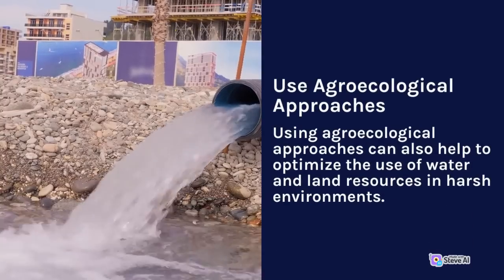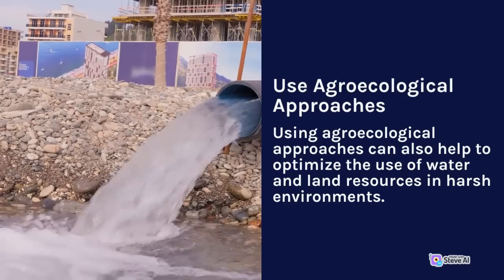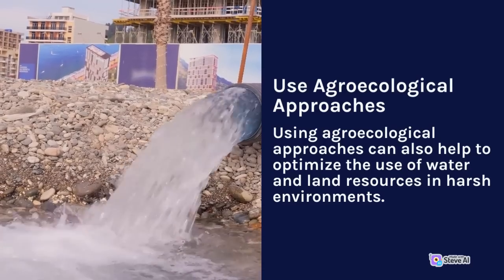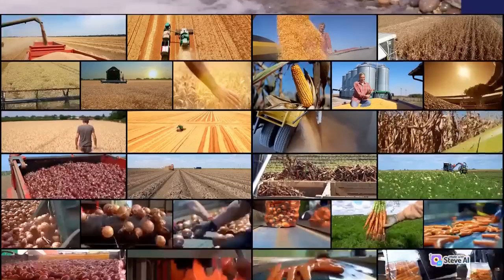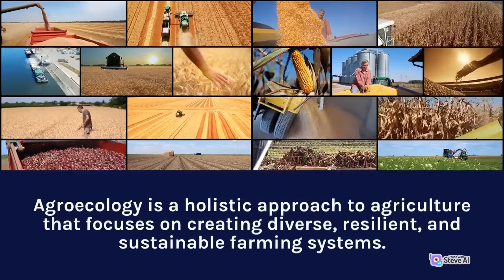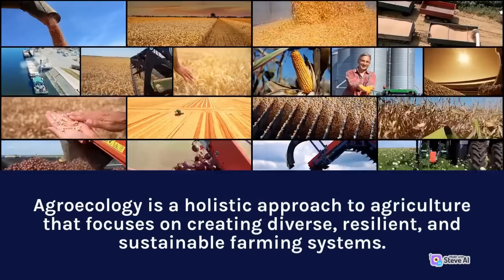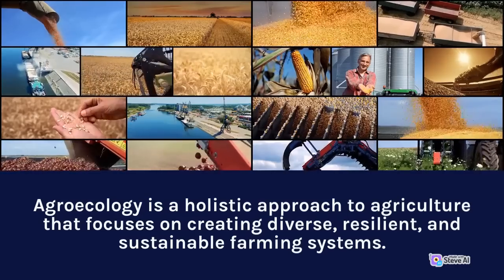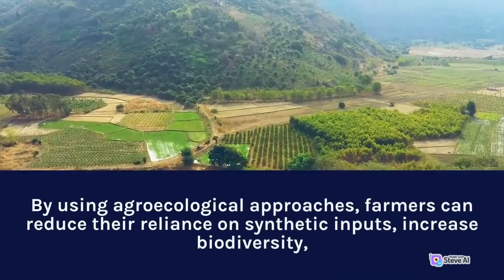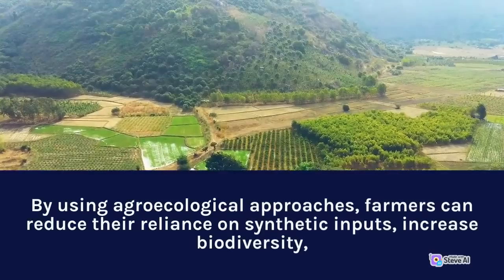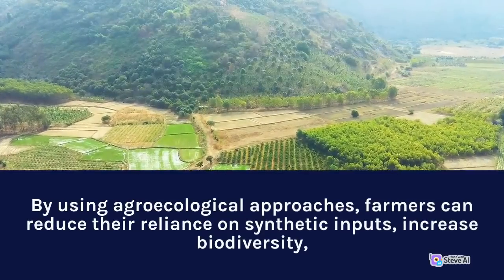Use agroecological approaches. Using agroecological approaches can also help to optimize the use of water and land resources in harsh environments. Agroecology is a holistic approach to agriculture that focuses on creating diverse, resilient, and sustainable farming systems. By using agroecological approaches, farmers can reduce their reliance on synthetic inputs, increase biodiversity.